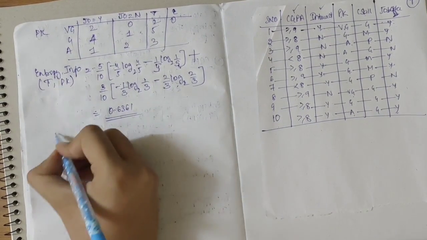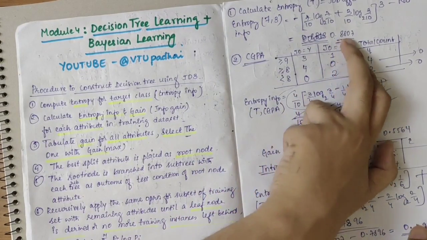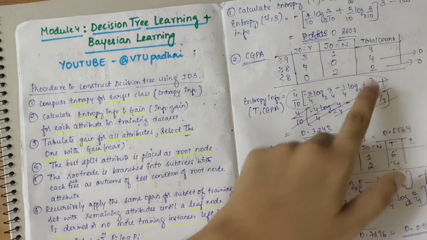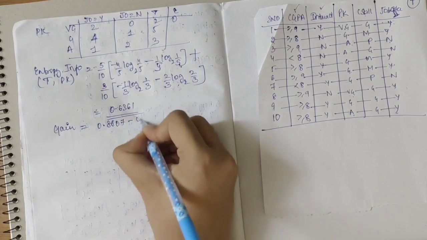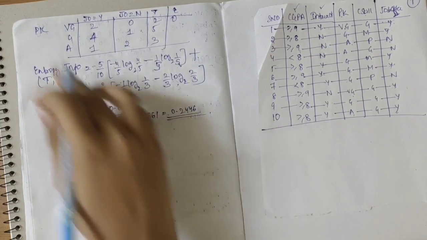0.6361. Next step would be to calculate the gain. So for gain, I need to subtract it from 0.8807, that is the main entropy. 0.8807 minus 0.6361, I would get 0.2446. So I am done with Pk.